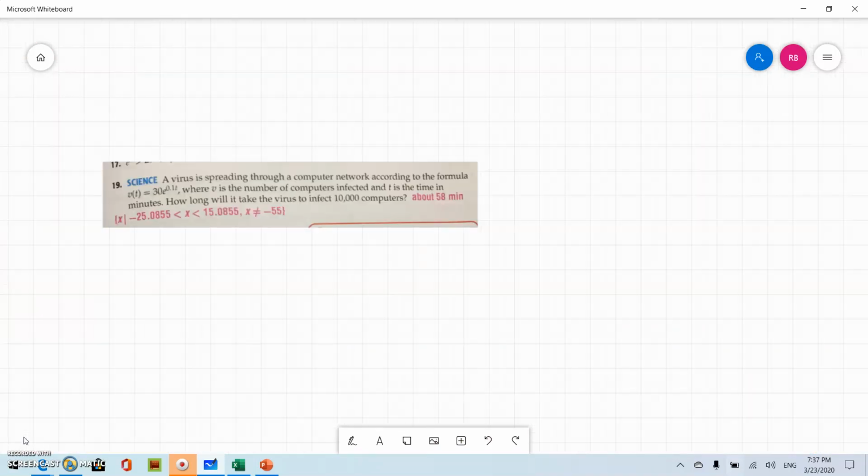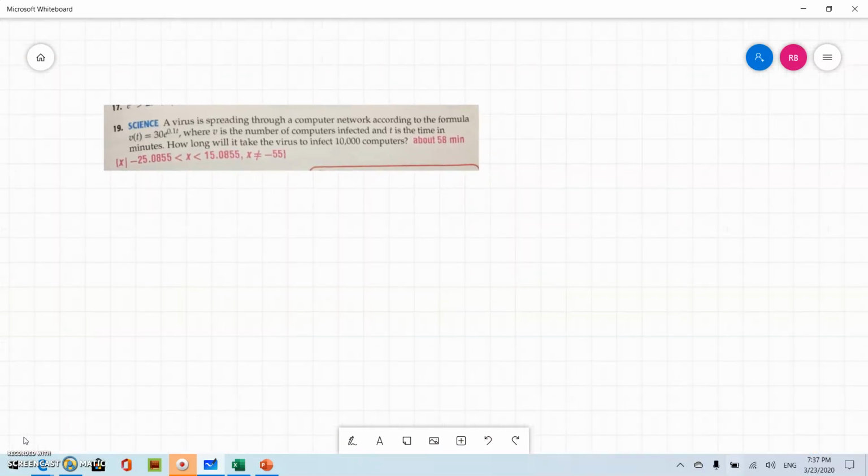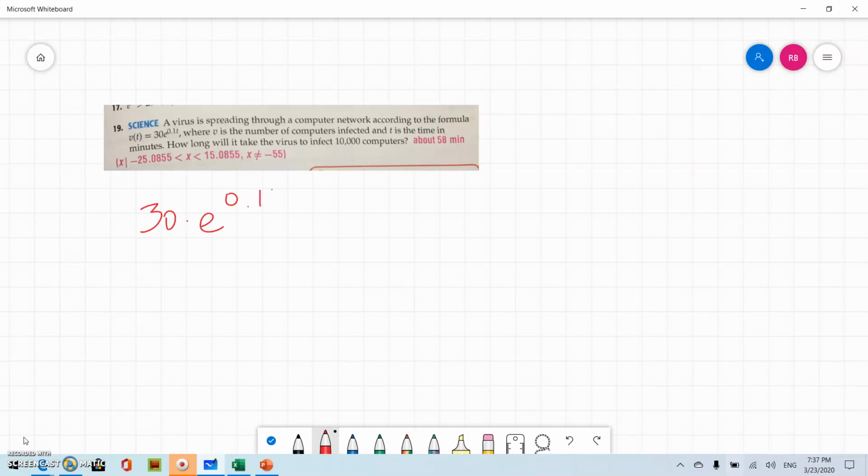Okay. Number 19. A virus is spreading through a computer network according to the formula. So they gave us the formula, V equals 30 times e to the 0.1t. And V is the number of computers infected, and t is time in minutes. And it's asking how long will it take the virus to infect 10,000 computers. So this has to equal 10,000.